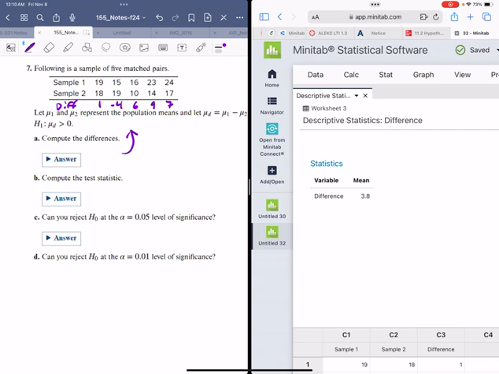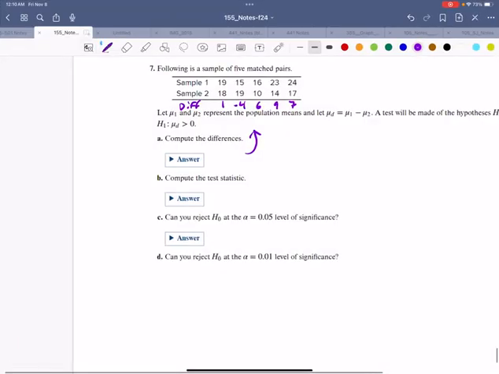Maybe we didn't actually have to do all that. Maybe we could have just done D bar equals 1 minus 4 plus 6 plus 9 plus 7 divided by 5, and that winds up being 3.8. But if this were more complicated, we would do that. So we get this.